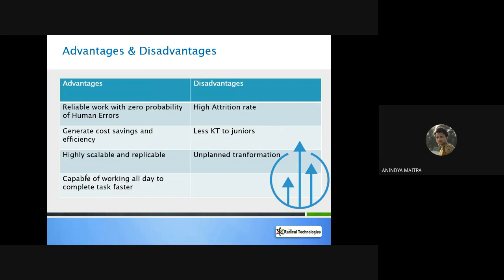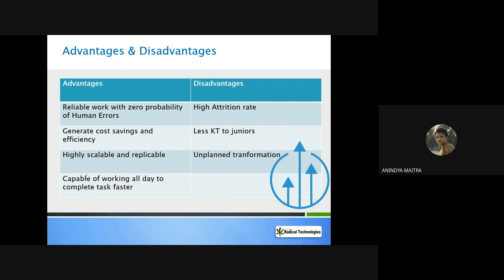Now, what are the disadvantages? The first disadvantage is high attrition rate. This is a problem for organizations. If I discuss real-time data of 2021 or 2022 in the Indian software industry, the attrition rate was very, very high due to so many reasons. RPA is one of the major reasons responsible for this high attrition rate, and that is not a good thing for the organization.